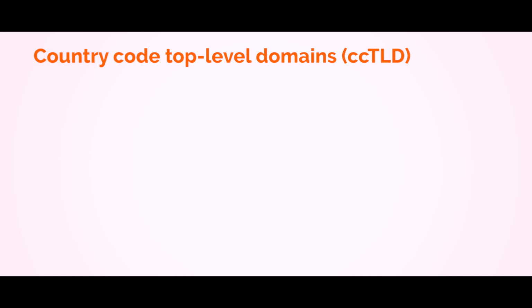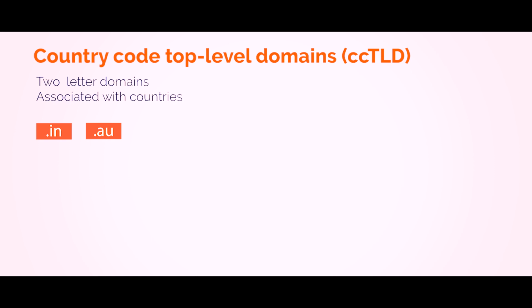Country code top-level domains. With a purpose to distinguish one country from another, 2-letter domain names were established and became associated with countries or geographical locations. These are called country top-level domain names. Few examples of country top-level domains are .in for India, .au for Australia, .uk for United Kingdom, .pk for Pakistan and .us for United States.